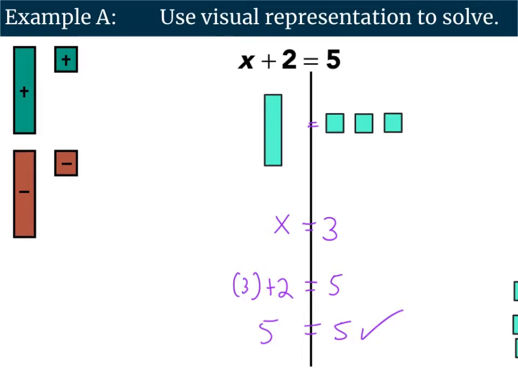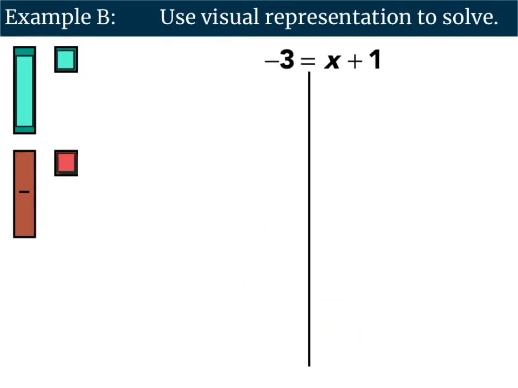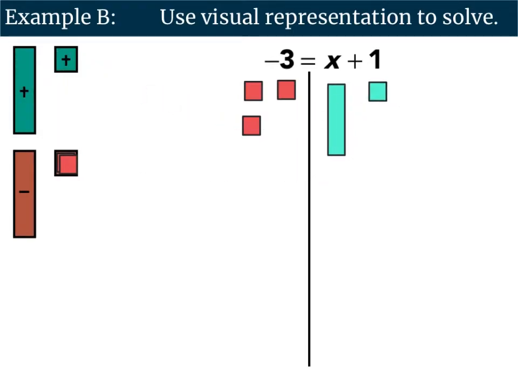Let's take a look at example B. So in example B, I've got negative 3 is equal to x plus 1. And notice again, I've got that wall down from the equal sign separating that negative 3 and that x plus 1. So I'm going to start with my visual representation. I'm going to draw out my blocks. So one side I've got negative 3, so I'm going to have negative 3 counters over there. Then I've got an x, so I know that's my big long bar. And then I've got plus 1.